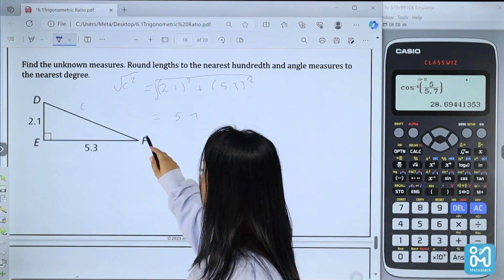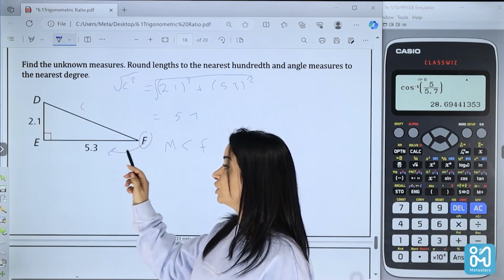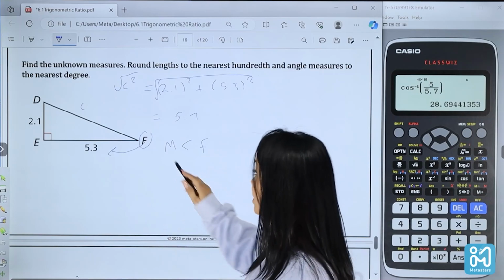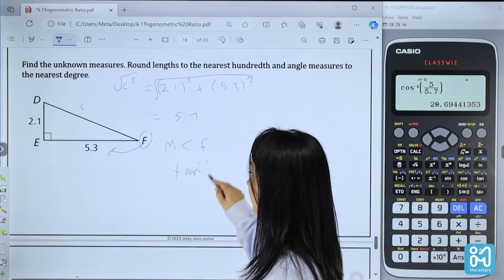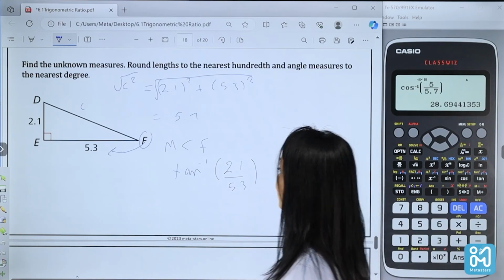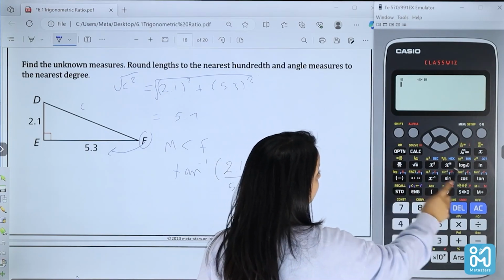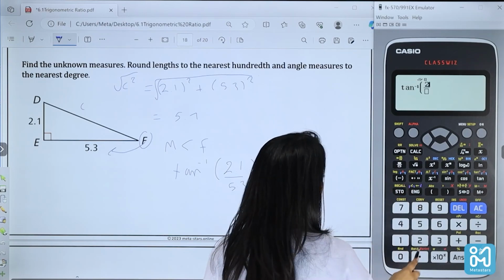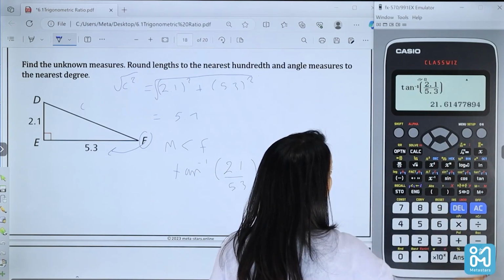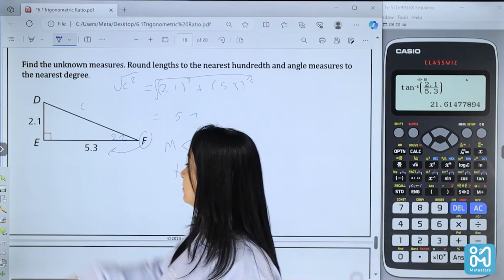Now I need to find the measure of angle F. What information do I have? I have the adjacent and I have the opposite. So adjacent, opposite, we can use tan inverse. So tan inverse, opposite over adjacent, 2.1 over 5.3. So tan inverse, shift tan, 2.1 over 5.3, to get the answer. It is approximately equal to 22.